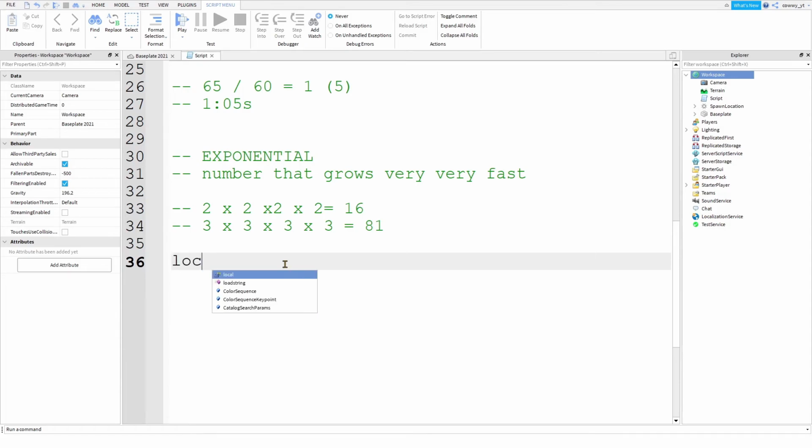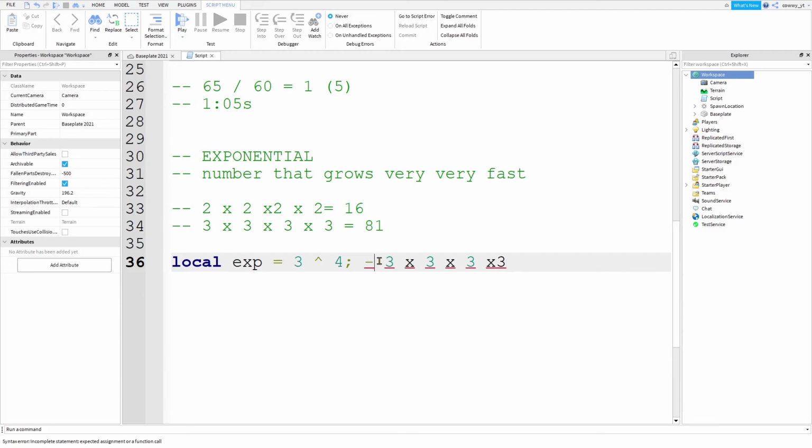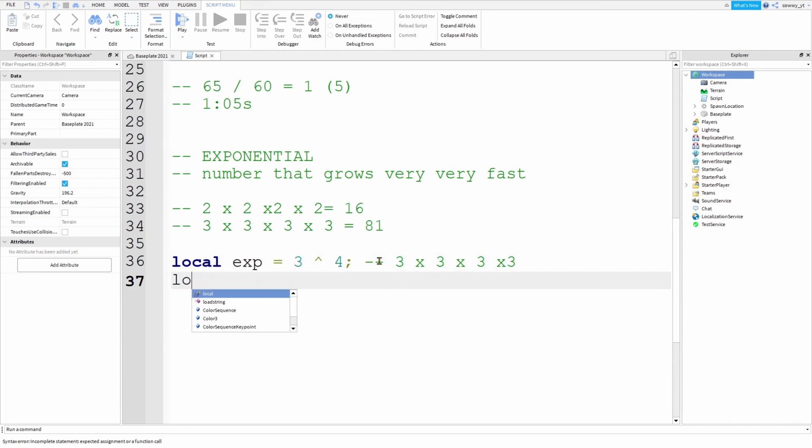So local exp equals 3, the exponential operator, which is the caret sign, and then 4. What this means is 3 times 3 times 3 times 3, and that is as simple as that. And if I want to do it 200 times, then I can say local big equals 3 exponential 200. And this is all you need to know about math operators.